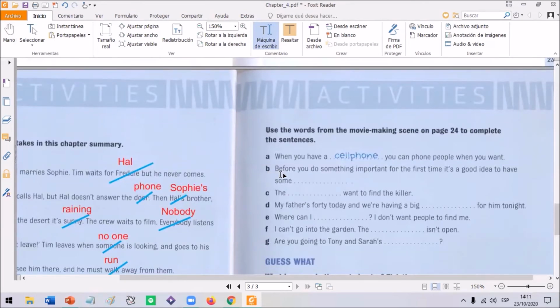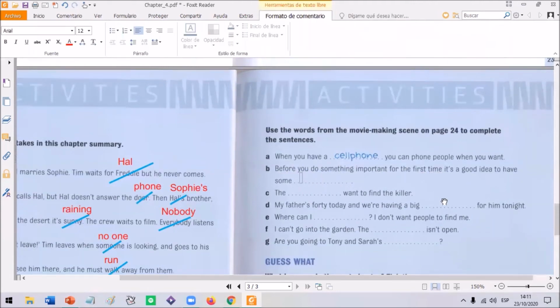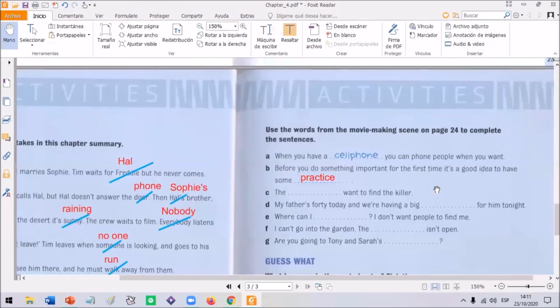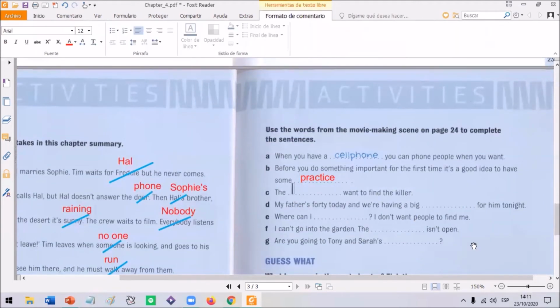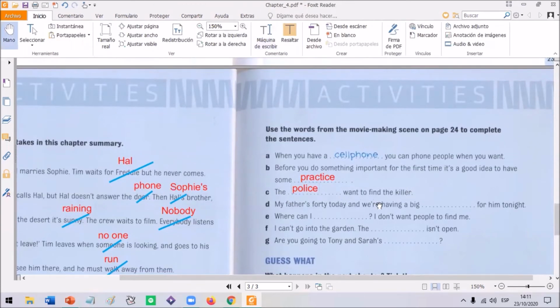Dice que antes de hacer algo importante por primera vez, es buena idea, ¿qué cosa? It's a good idea to have some, yes, some practice, practicarlo, right? It's a good idea to have some practice. The police want to find the killer. Who wants to find the killer? Yes, the police. Esto no es sobre la historia, ¿sí? Pero es un ejemplo de cómo podemos usar también la palabra police en otro contexto. The police want to find the killer.